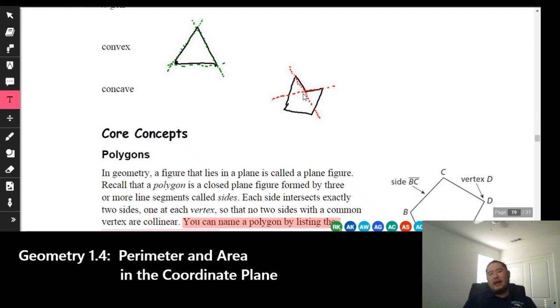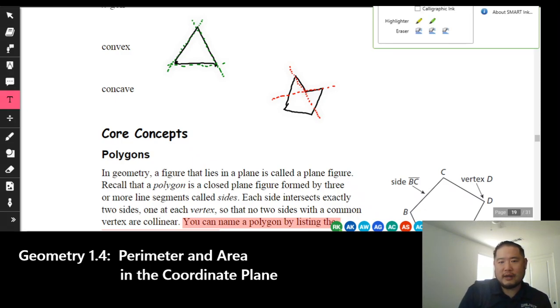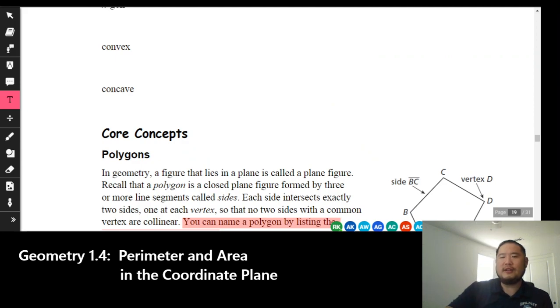If you think about a cave, it goes inwards, right? So maybe that could help you memorize this: the polygon that kind of indents inwards, that's caving in, would look something like what you see there. So there is your convex and concave.